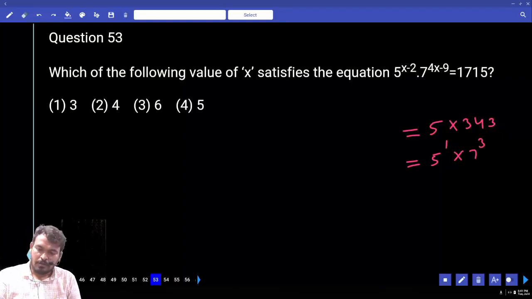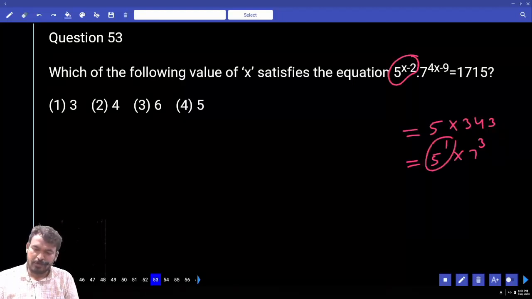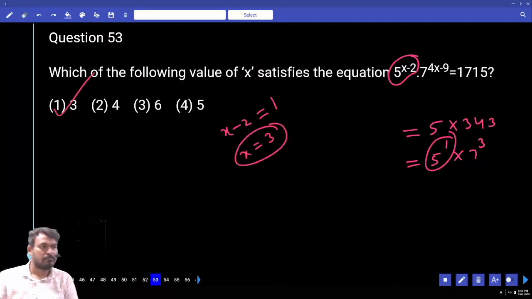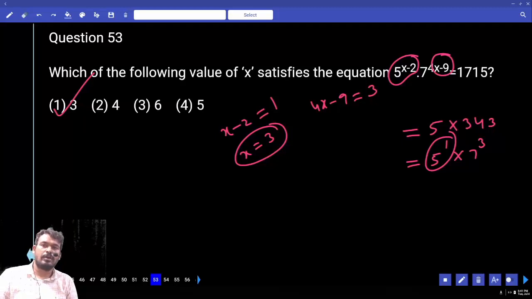Okay. What is the left hand side? 5 power x minus 2. Right hand side 5 power 1, which means x minus 2 equals 1. x equals 3. Is the second one also the same or different? Same. What is the left hand side? 7 power 4x minus 9. Right hand side 7 power 3. 4x equals 12. x equals 3.